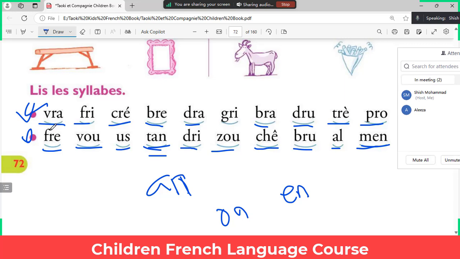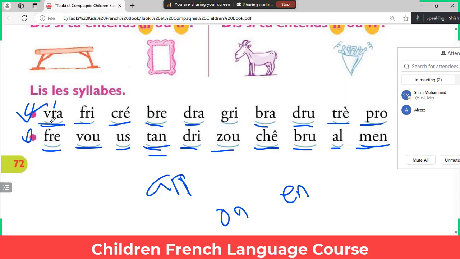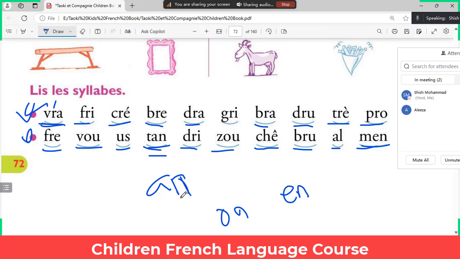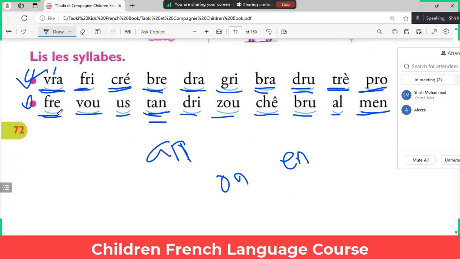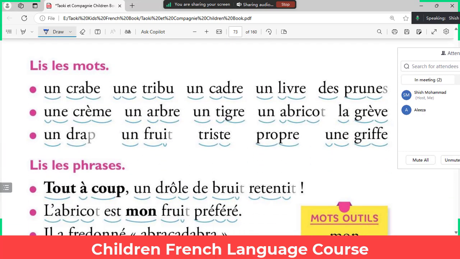Okay, so for your better understanding, I'm just reading them. Just listen carefully. So first one is bha. You should be careful about that. There is an R, or rather an ech in between. So a vibration comes from our mouth. So bha, phi, khe, bho, dra, ghi, bra, dru, tre, pho, vous, us, ton, dri, zou, che, brou, al, mo. Got it? Okay, let's move. Okay, Arisha, continue reading.